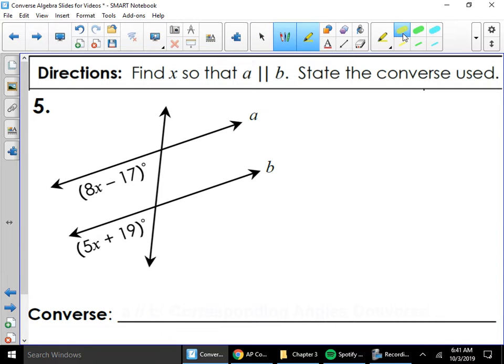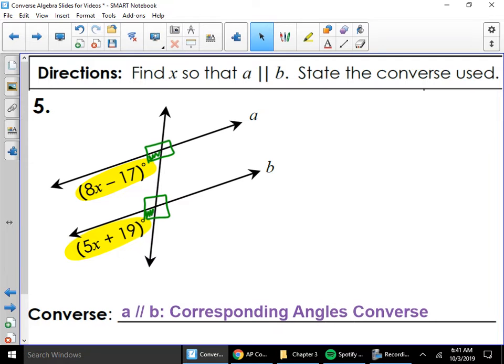So in example 5, we kick things up a notch. Notice just like a previous example, example 2, we have corresponding angles. They share the same position. They're both in the lower left-hand corner if you draw in that box there. So we know that corresponding angles need to be equal. That's our corresponding angles converse. These angles need to be equal.